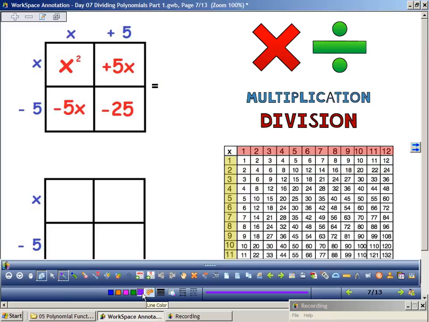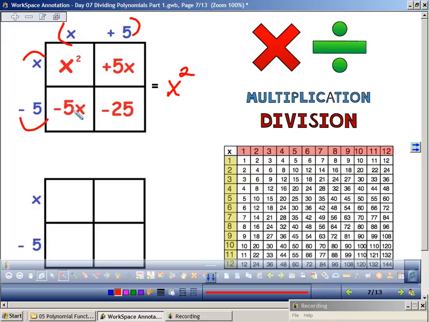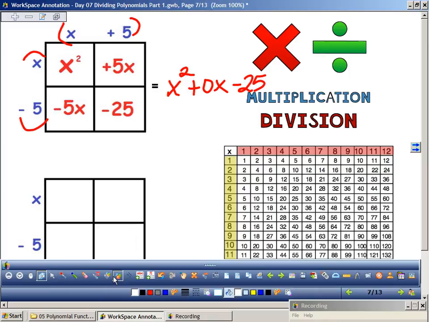If I multiply x plus 5 times x minus 5, I get x squared, negative 5x plus 5x makes 0x, and negative 25. That's what you get. All right, now pretend like we don't see this. Pretend like it's not there. Let's cover that.